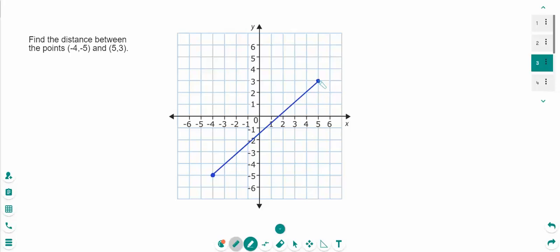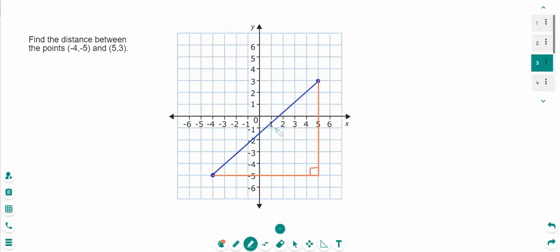So we'll start at this point and we're going to come down until we're in line with the bottom point, which would be right about there. And then we'll start on this point and we'll come across to make our corner of the triangle. And notice again that this is indeed a right triangle.